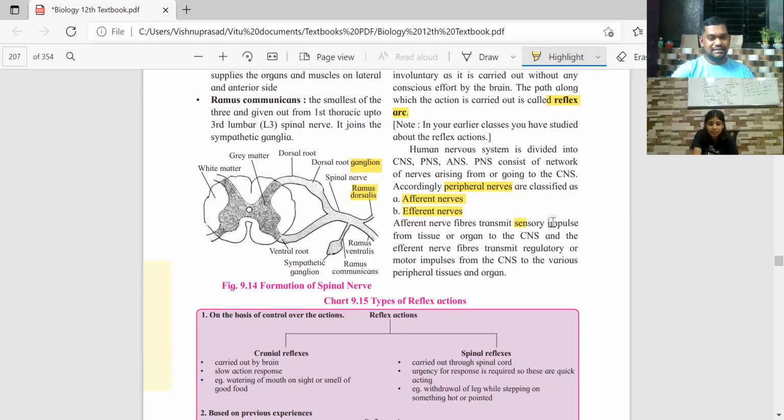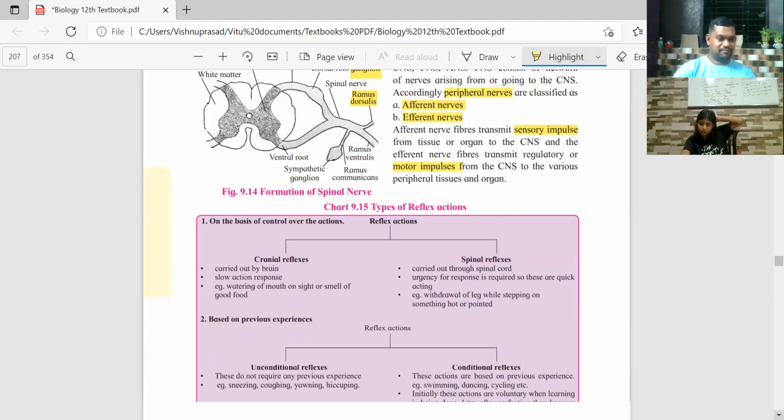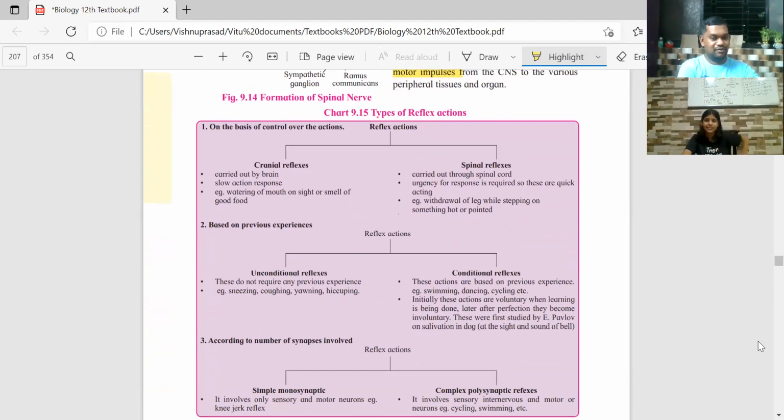They transmit only sensory impulses, from the organ to the CNS. You can call afferent simply sensory. And efferent nerves transmit regulatory or motor impulses, so it is from the CNS to any organ or tissue. What are regulatory impulses? Response. Okay. Got it?